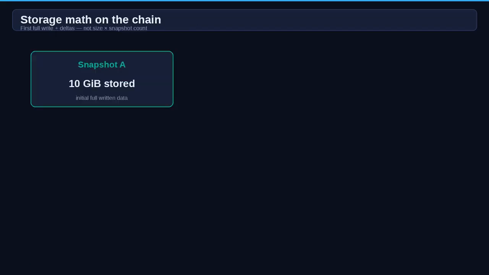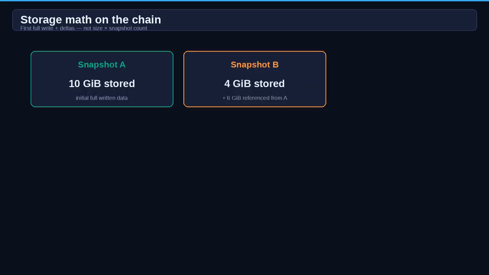Let's lock the storage math with the same 15 gigabyte volume from the guide. State 1 holds 10 gigabytes of real data. Snapshot A must store all 10. That is the initial backup. In state 2, 4 gigabytes change. The volume still presents about 10 gigabytes of content to the instance, but the snapshot system only needs to write the 4 gigabytes that differ. Snapshot B's billable storage is 4 gigabytes, while 6 gigabytes write along as references into snapshot A.